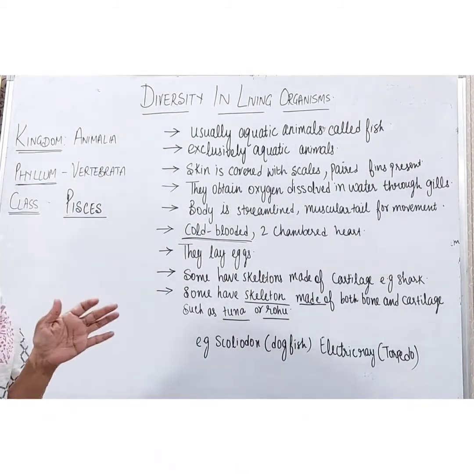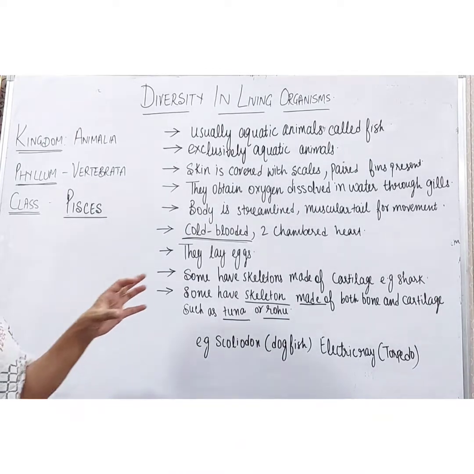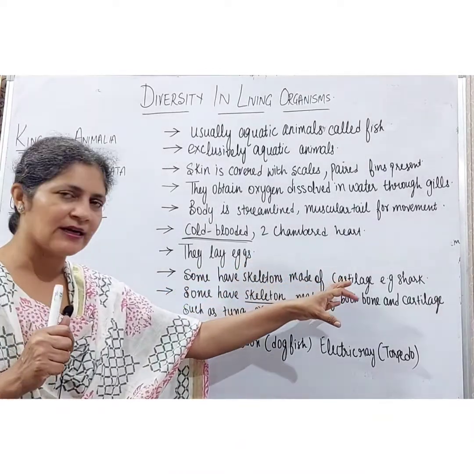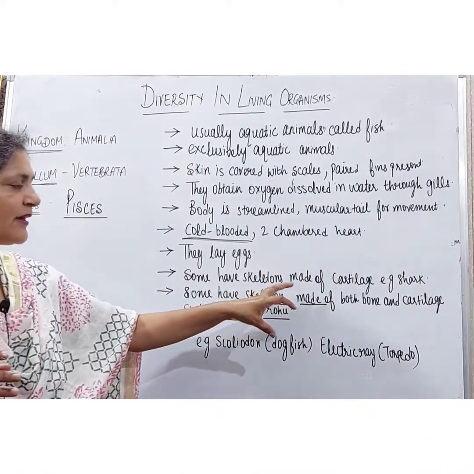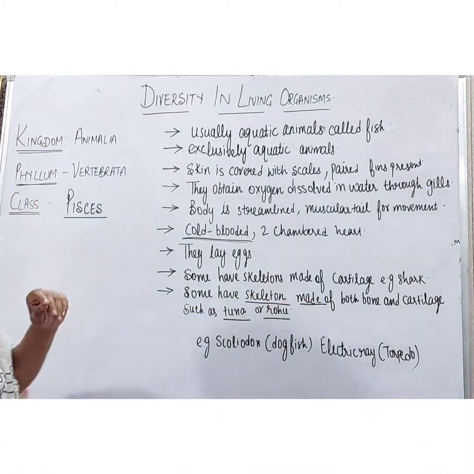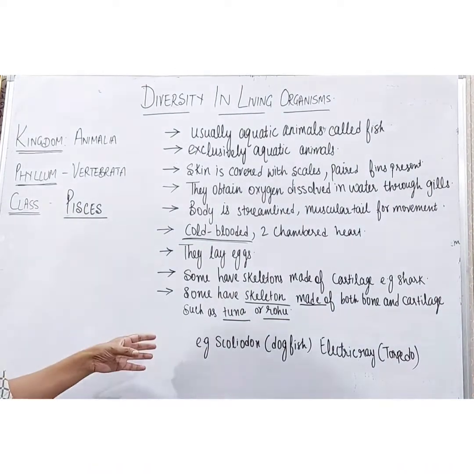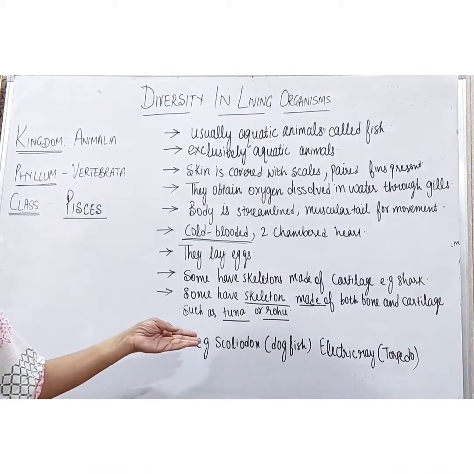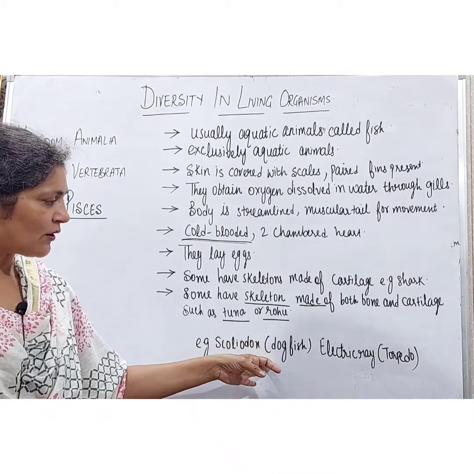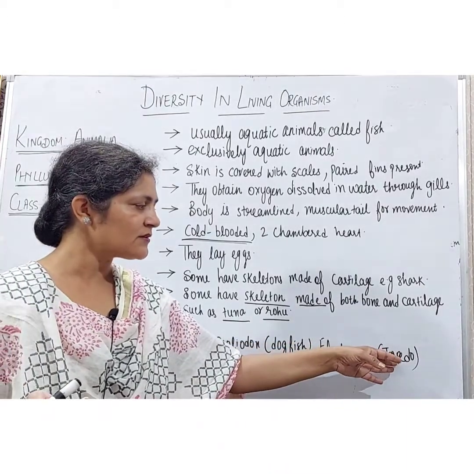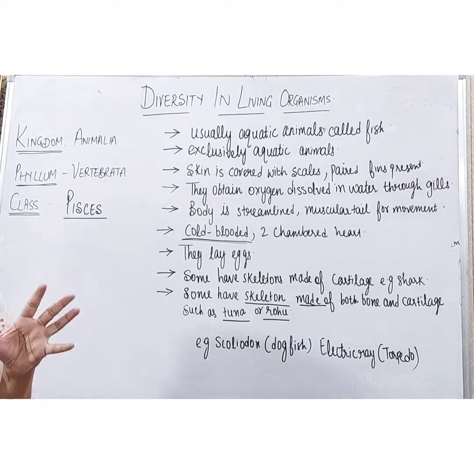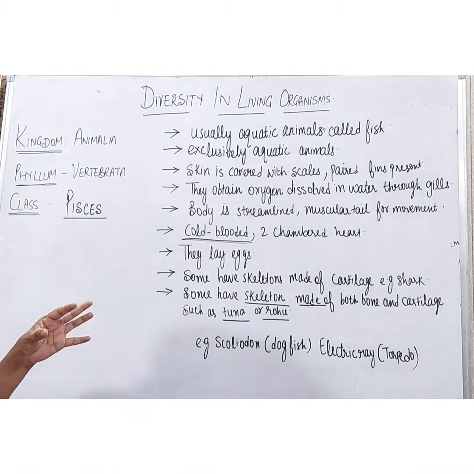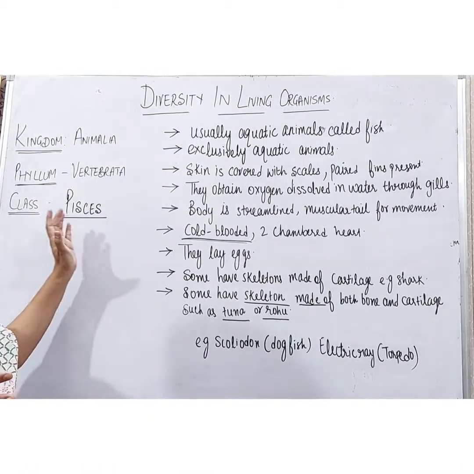Skeleton is present, but in some Pisces the skeleton is made up of only cartilage, and in some Pisces the skeleton is made up of both bone and cartilage. Examples can be scoliodon, which is known as the dogfish, electric ray, which is known as the torpedo, shark, tuna, rohu. These all are examples of fish which belong to the class Pisces.